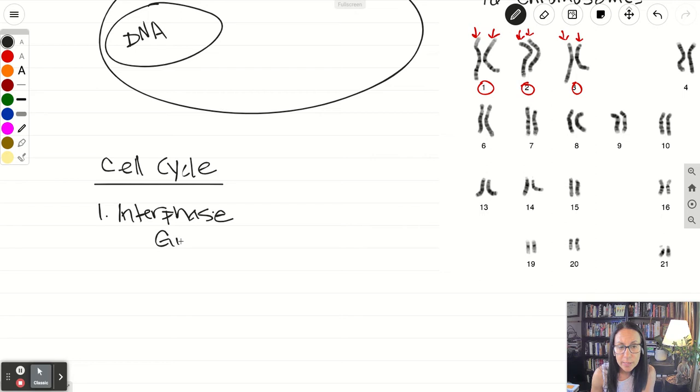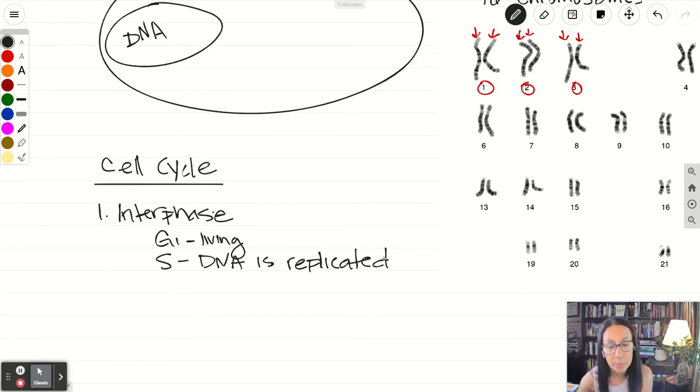We have G1, where the cell lives its life. I'm just going to write living. The S phase is where all this DNA gets replicated. Okay, so DNA is doubled. I'm going to put replicated because we know about the DNA replication process.